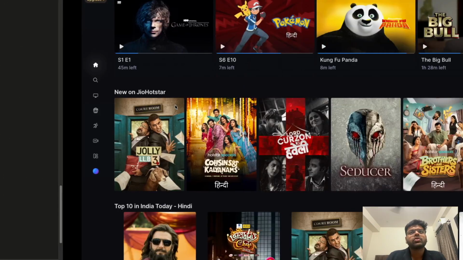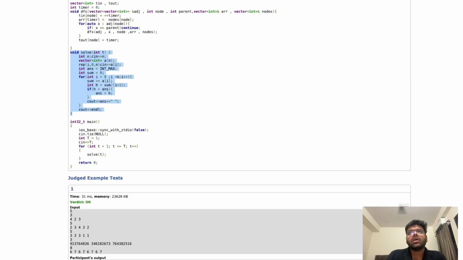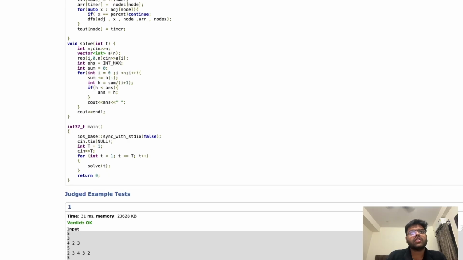Now let me walk through the code as well. So here is the code. You define an answer as int underscore max, then you find the sum. For each i, you know the sum till i, it would simply be divided by i here, and if your h is less than the answer, your answer becomes h. You simply print the answer. So this is how you will be solving this problem.